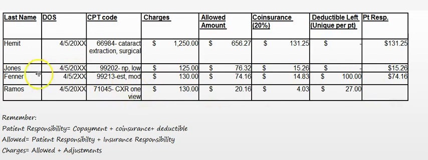Our final patient, Ramos, we have a similar situation where the allowed amount is $20.16. The patient has a $27 deductible left, so what we have to collect is the $20.16.